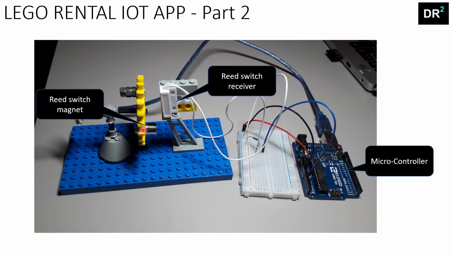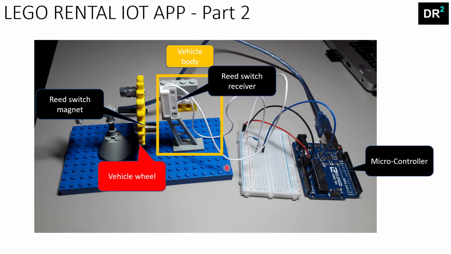Then here, that's my reed switch, the magnet switch inside. And this one connects to my microcontroller. This one represents the vehicle wheel and this the vehicle body.